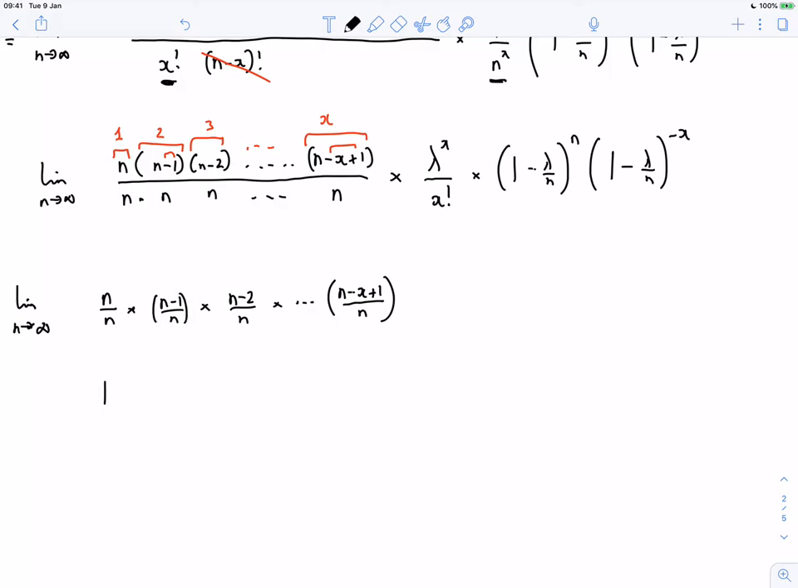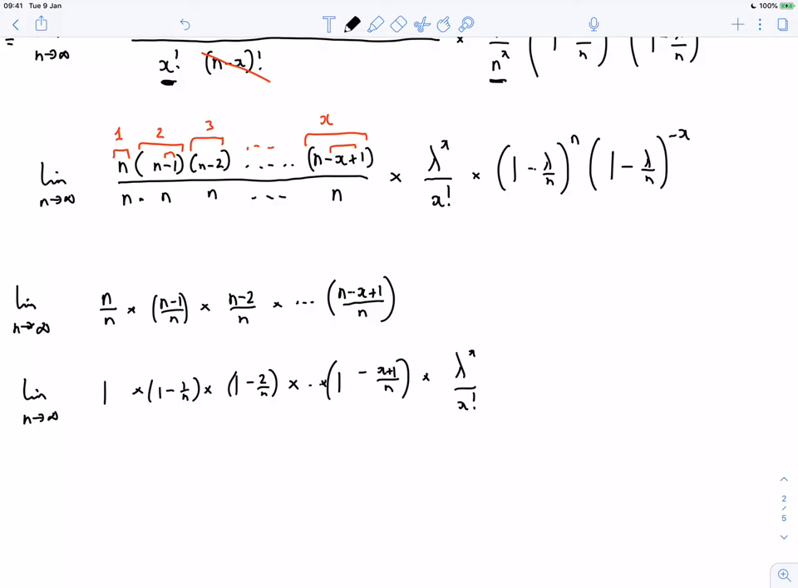N minus 1 over n cancels down to 1 minus 1 over n. N minus 2 over n becomes 1 minus 2 over n. And then the last term is going to be 1 minus x plus 1 over n. And now let's deal with this a little more. These are all multiplied together. This is times by lambda x over x.